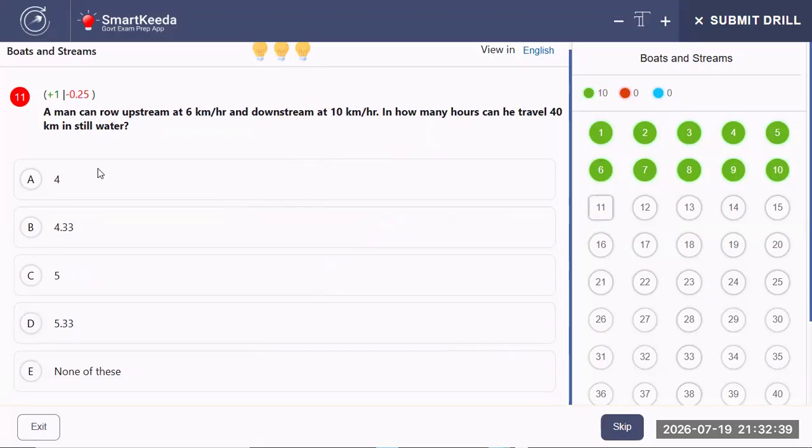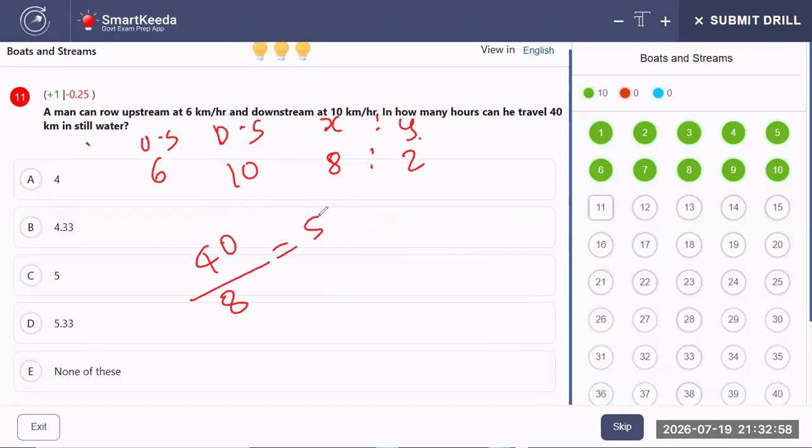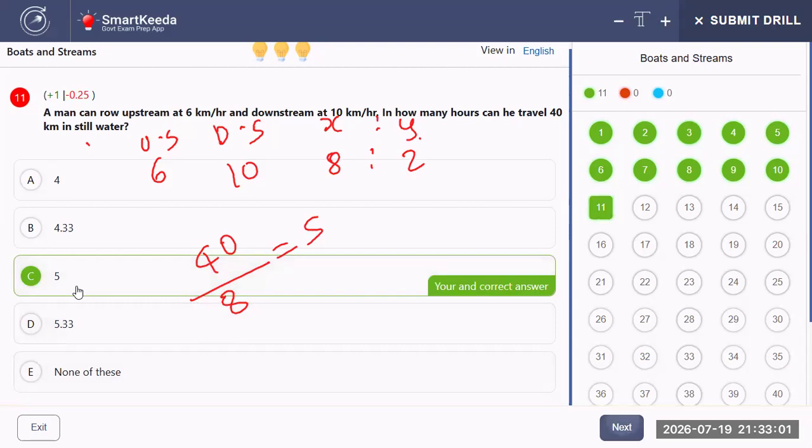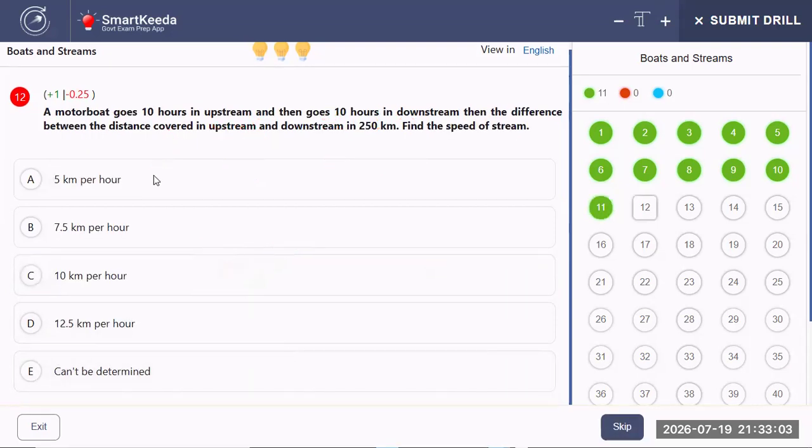Next. A man can go upstream at 6 km per hour and downstream at 10. So the speed of the boat is equal to 8 and the speed of the stream is equal to 2. How many hours can he travel? 5 hours. A motorboat goes 10 hours upstream and then goes 10 hours downstream, and the difference between the distances covered is 250 kilometers.